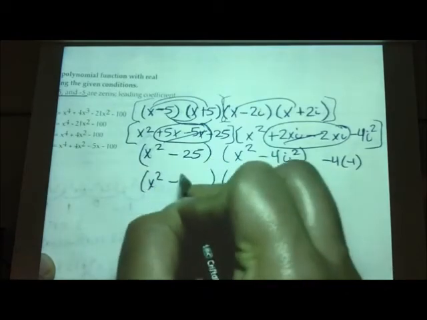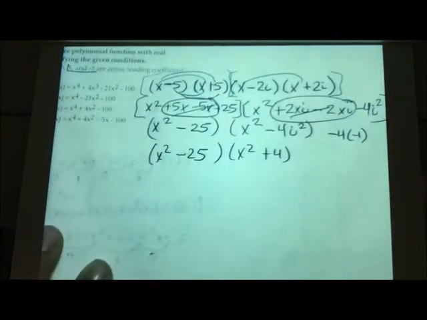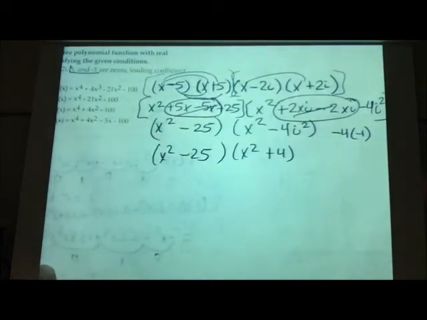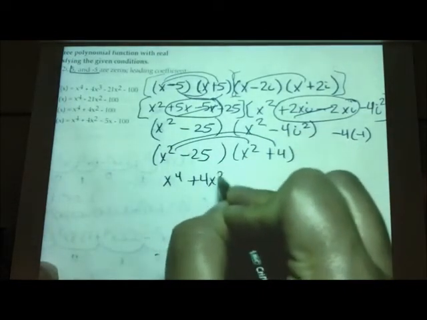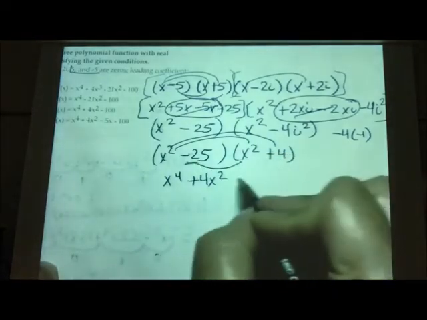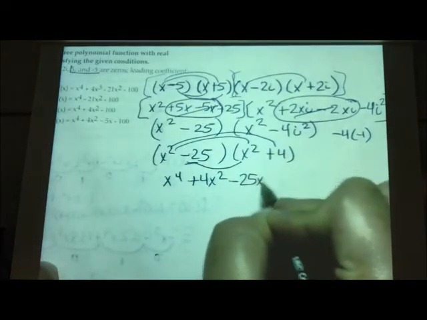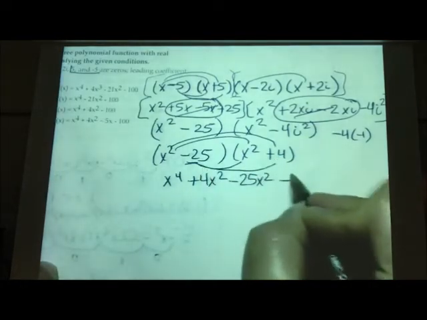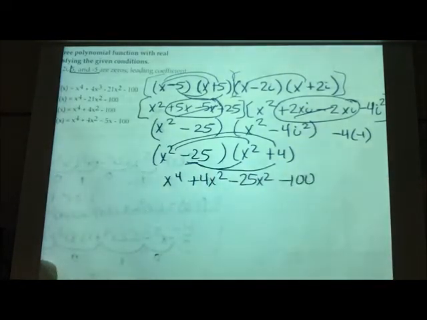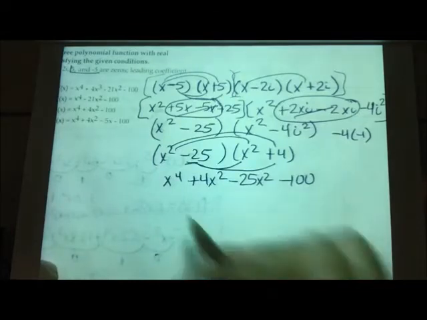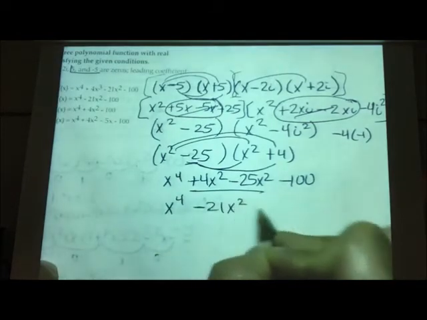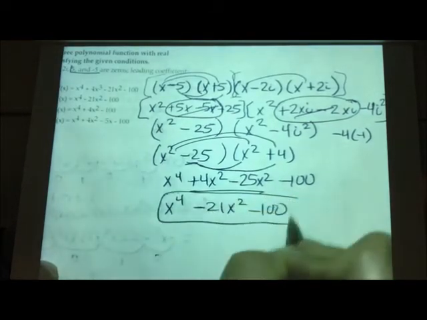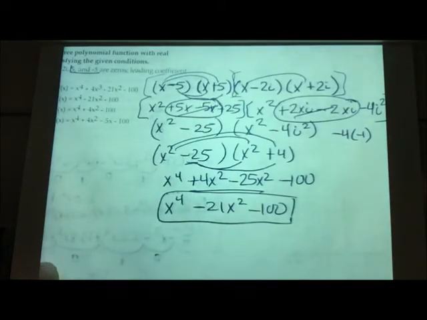And I still have to multiply times what's in the front. So x squared times x squared is x to the 4th. X squared times 4, 4x squared. Negative 25 times x squared, negative 25x squared. Negative 25 times 4, negative 100. The two middle terms we should be able to combine. Drop the first one. This is a negative 21x squared minus 100. So my answer should be B.